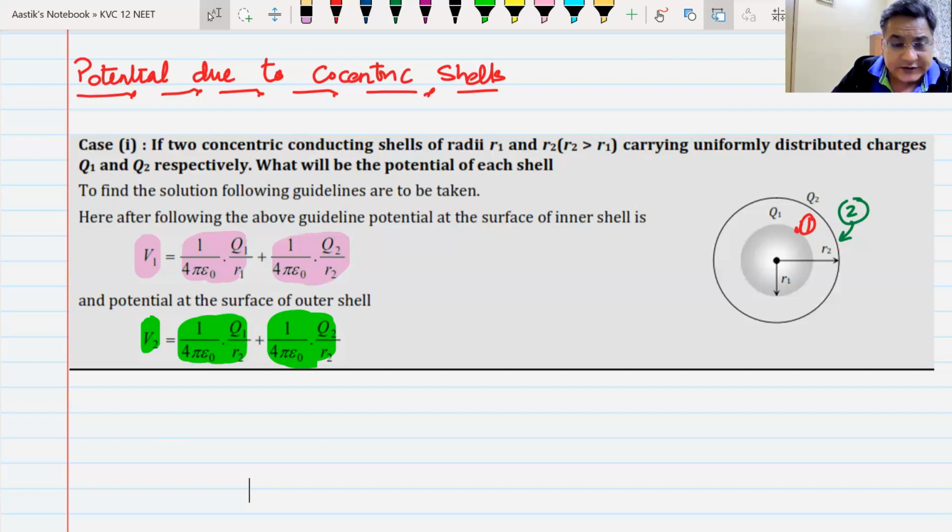I hope everyone sees. I have not seen a question on shells in your NEET up till now, but there could be one or two questions I've seen in very old papers. So that is why I am covering this topic.